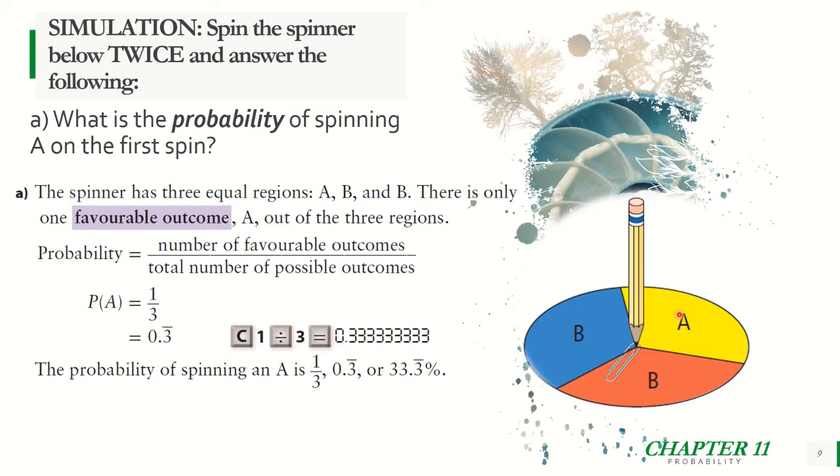Well, there's A, there's B, and then there's another B. So there's three possible outcomes. That's where this fraction comes from. So you write this as a capital letter P that's italicized. And then what you're looking for in A in brackets beside it is equal to one out of three. There's a one in three chance we're going to spin an A.